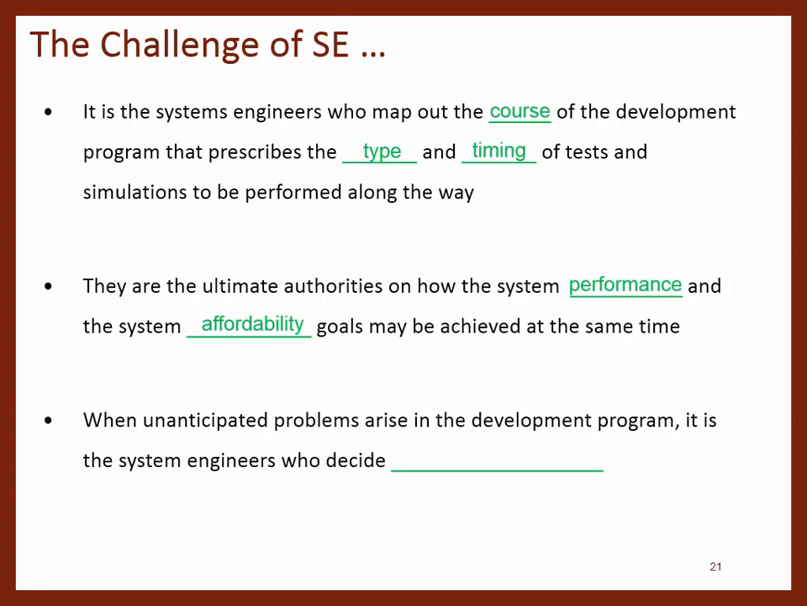They are the ultimate authorities on how the system performance and the system affordability goals may be achieved at the same time. So these dimensions, again, performance, affordability, and also time, are always important. How do you manage those three areas? Make sure that you achieve the goal by making sure that those are achieved. When unanticipated problems arise in the development program, it is the systems engineer who decides how they are going to be solved. So for instance, in this Hubble case, we saw that there were some problems. So what were the things that they decided to do and how to implement those? Those are part of the responsibilities of a systems engineer.